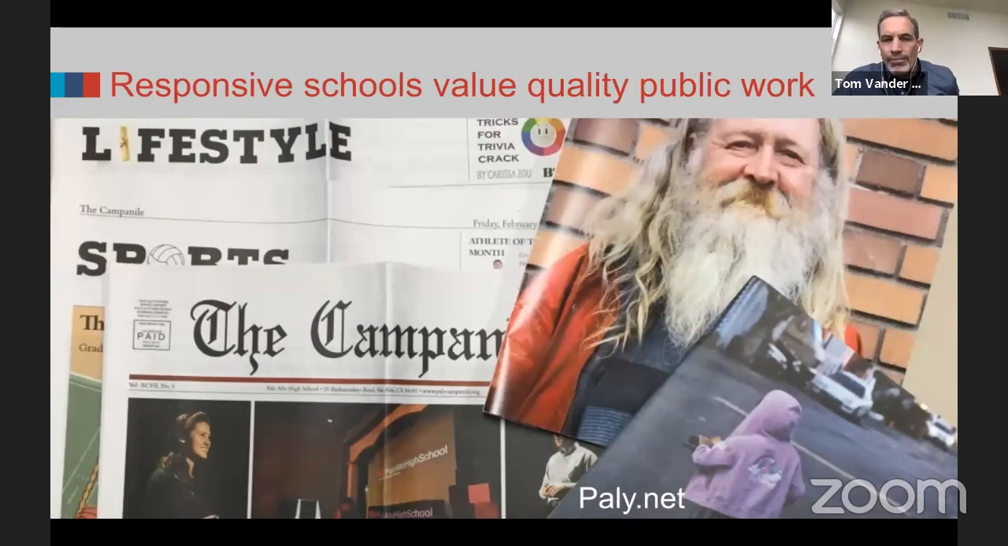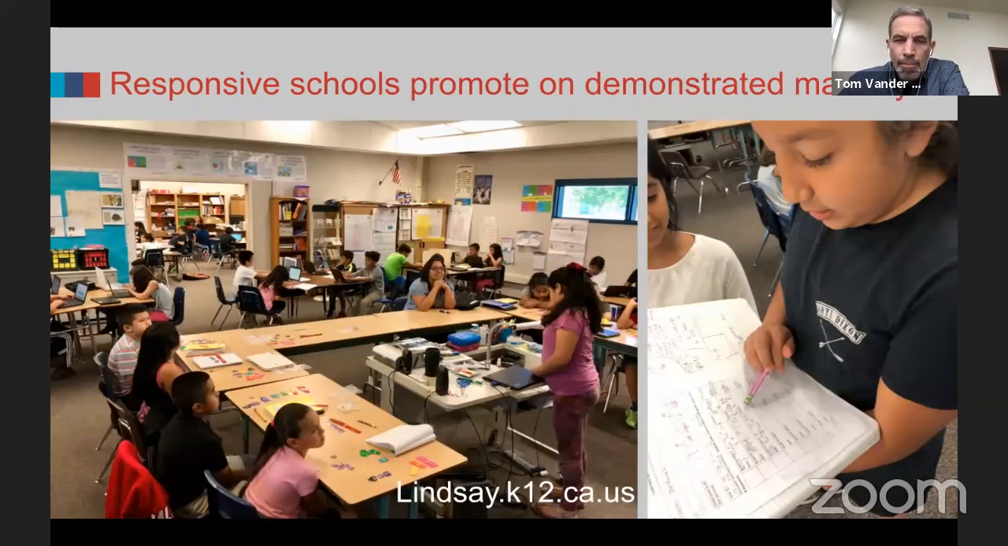Responsive schools really value quality public work. One of my favorite examples is at Palo Alto High School, where Esther Wojcicki and her colleagues have built the best journalism program in the world. Students lead 10 different publications that are world-class in nature. And I love the fact that to start a new publication, students have to build a business plan and show how that publication will become self-supporting. So a great example of student leadership, quality public work.